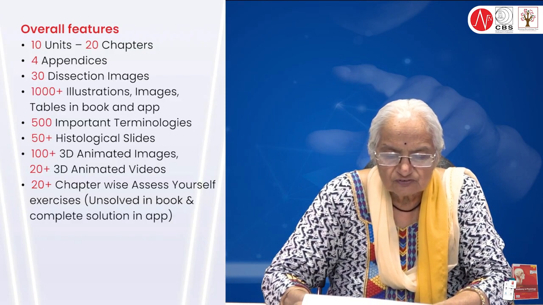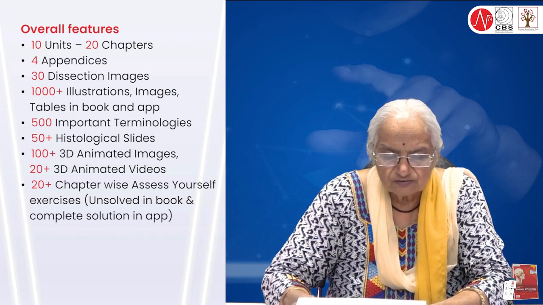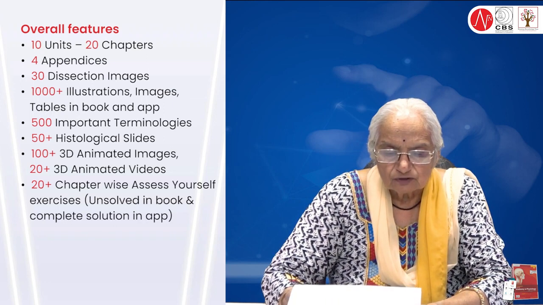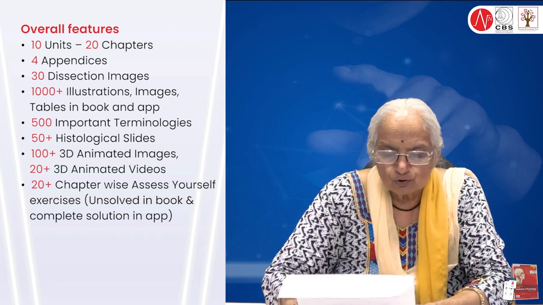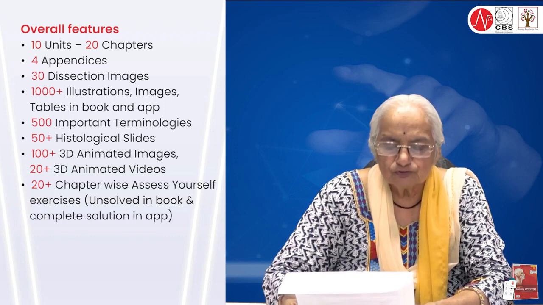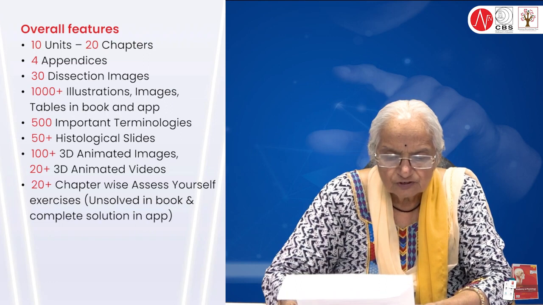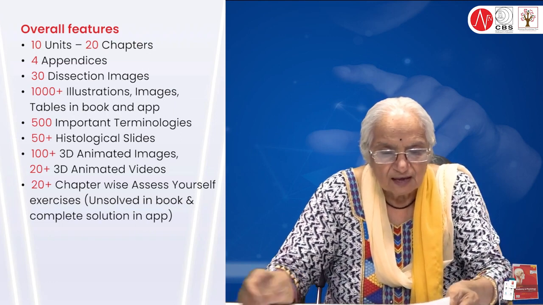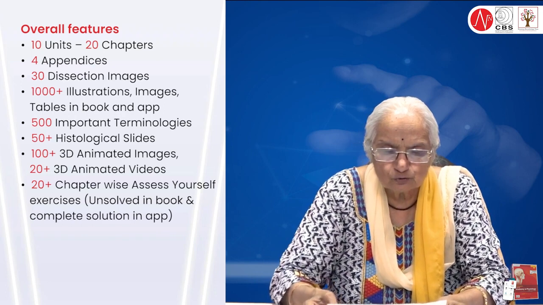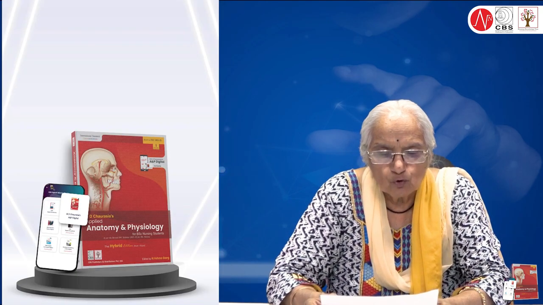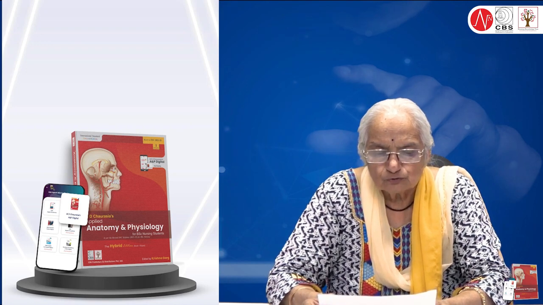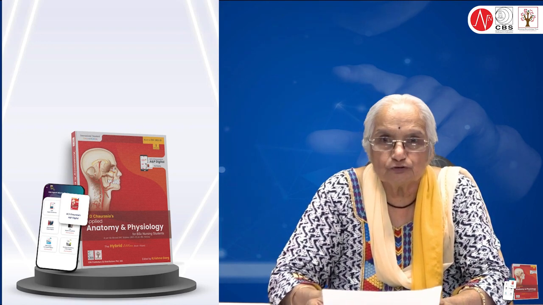The overall features are 10 units with 20 chapters, 4 appendices, 30 dissection images, 1000 illustrations and images and tables, 500 important terminologies, 50 histological slides, 20 animated videos, and 20 chapter-wise assess yourself exercises. They are unsolved in the book, but complete solution is there in the app. I hope you like the features of Chaurasia's Applied Anatomy and Physiology.